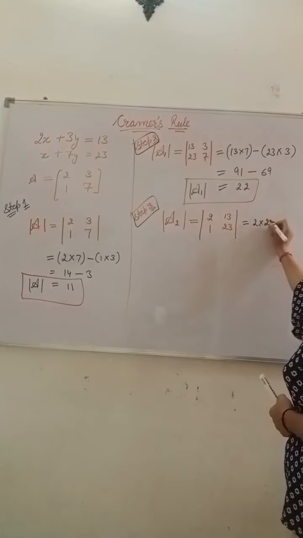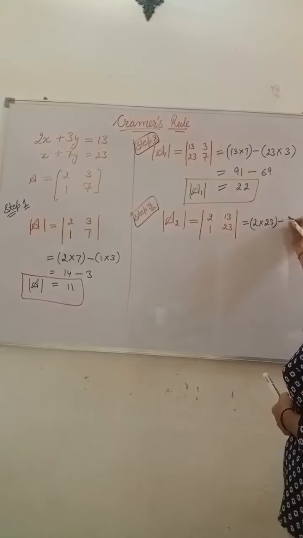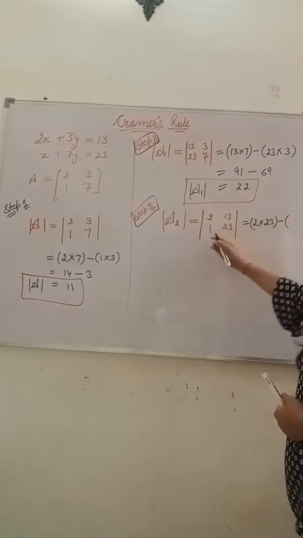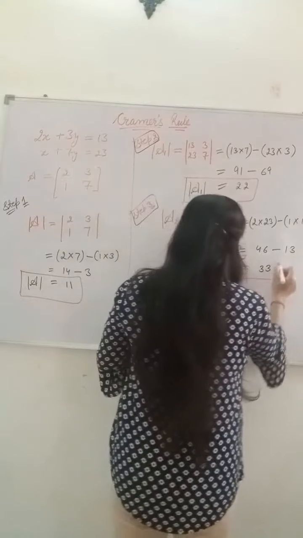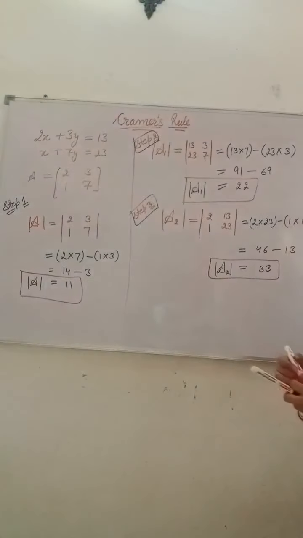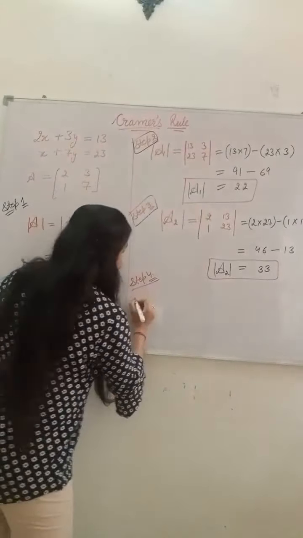Now solve it. 2 into 23, put here a subtraction sign, 1 into 13. Now multiply these two elements, 46 minus 13, that is 33. Here you can see I have determinant A2, that is 33.